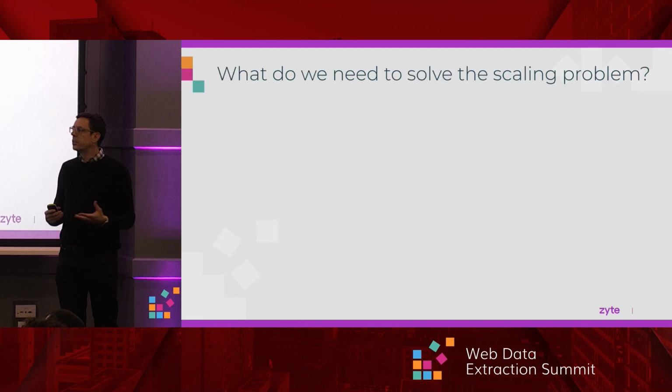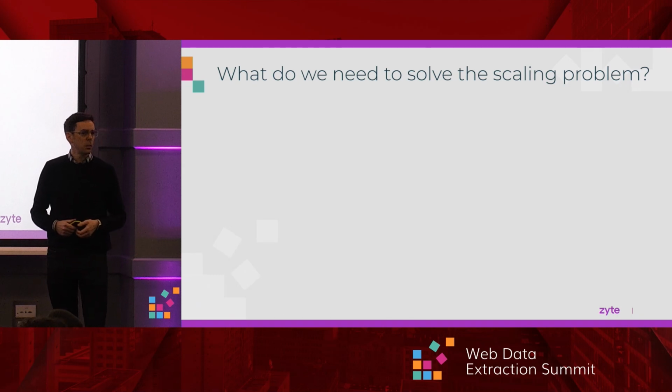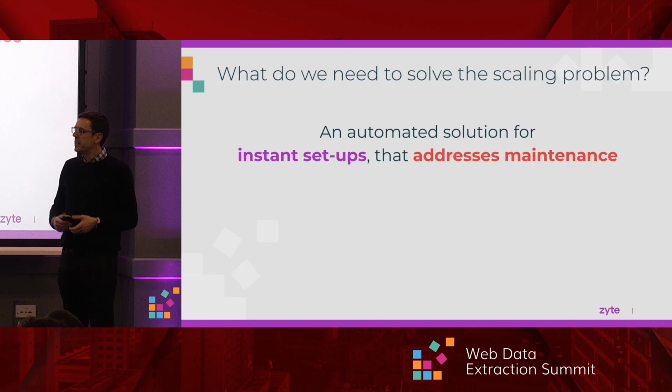But again, if we come back to this goal, how can AI give us more scale and more speed in web scraping? How can it allow us to grow faster? What does a solution need in this space? Well, the two absolutes is that it saves us time. That is what we need in order to scale faster, to grow faster.